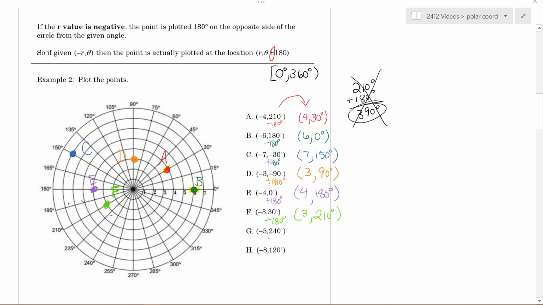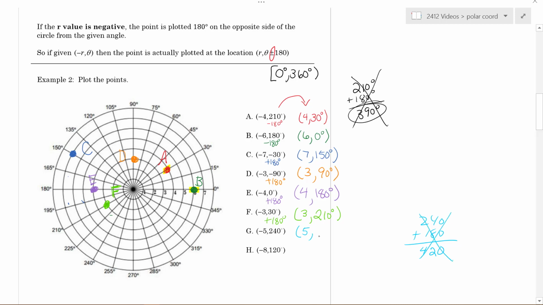All right, point G, we have -5, 240 degrees. Since my R value is negative, I'm going to rewrite the point. It's going to be officially plotted at a +5. Now here, would you like to add or subtract? Okay, so let's see. If I add, I get a pretty big number, right? I get 420. Okay, so I don't want to plot an angle measure of 420. That's kind of too big. Takes a little more work.